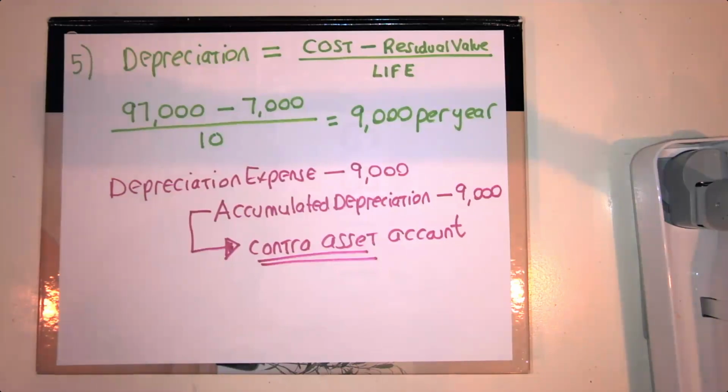It has the effect of decreasing whatever it is contra to. So the contra asset accumulated depreciation has the effect of decreasing our assets. Keaton, great job. May I ask you one more quick question, please?